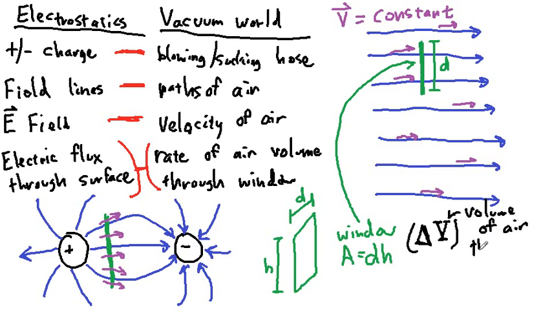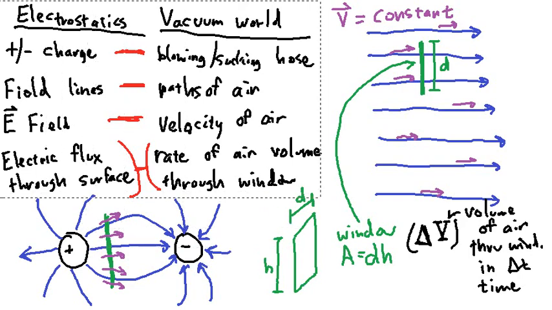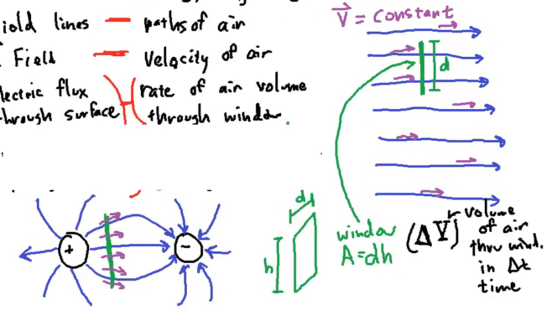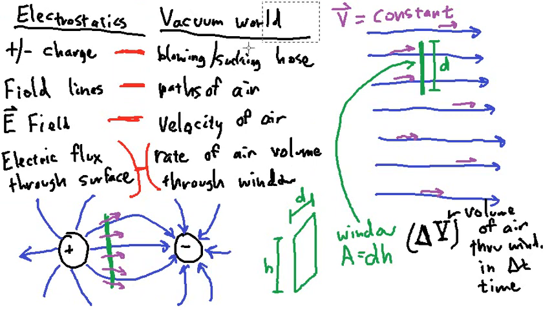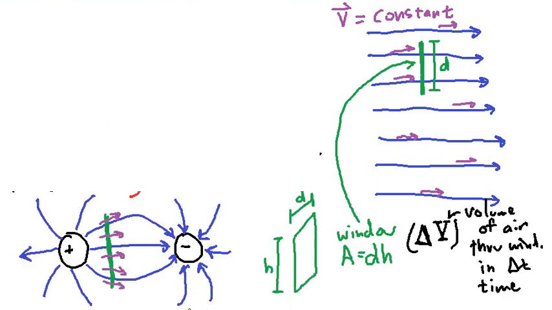So I'm going to say V is capital V. I'm going to put little things on here to keep it different from the velocity, okay? This is a capital V, and that's the volume of air that flows through, and now I want to talk about the amount that flows through in some period of time, delta T. Okay, so delta V is the volume of air through the window in delta T time.